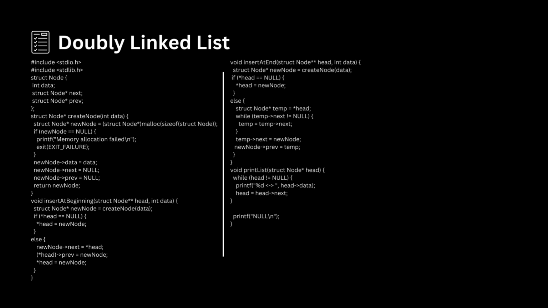In summary, this function traverses a doubly linked list starting from the given head pointer and prints the data of each node in the format data. The loop continues until it reaches the end of the list, that is, head becomes null.